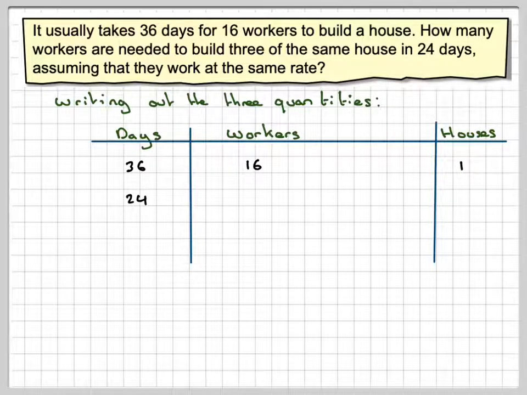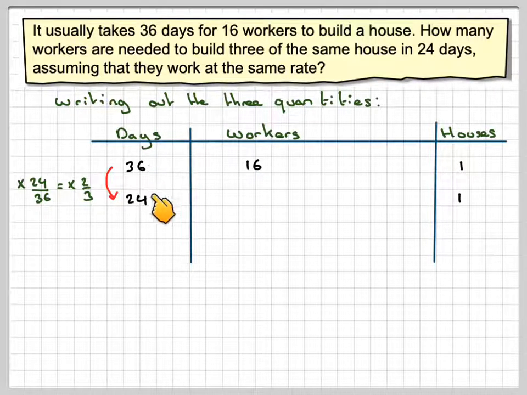So if we first of all keep the days, make the days 24 and just work out what it's going to take for one house, okay? How do we go from 36 to 24? Well, we would have to multiply by 24 over 36. Because 24 over 36 will give me 24. Now that cancels down to 2 out of 3, which means what happens to the workers?